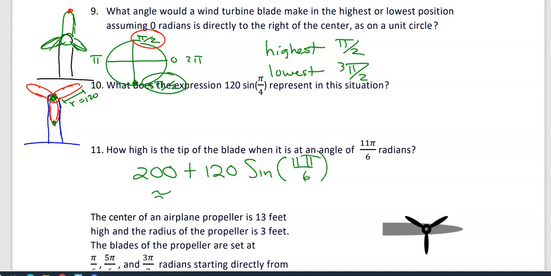So this is real similar to the problem that we looked at earlier. Using the calculator, the answer comes out to be exactly 140.